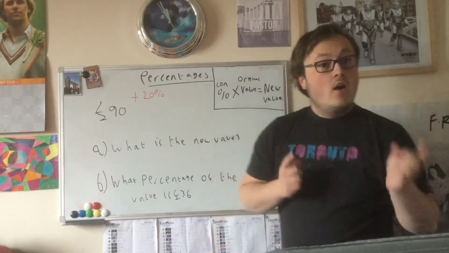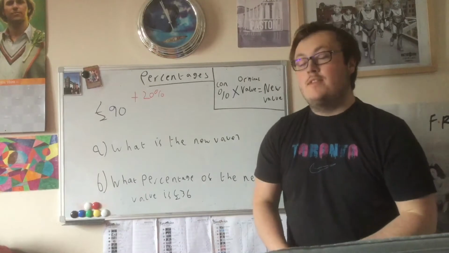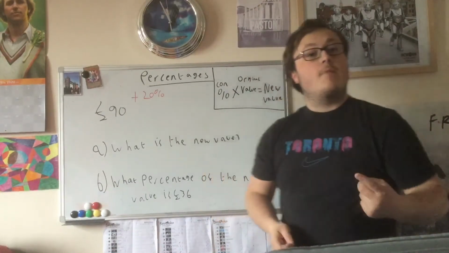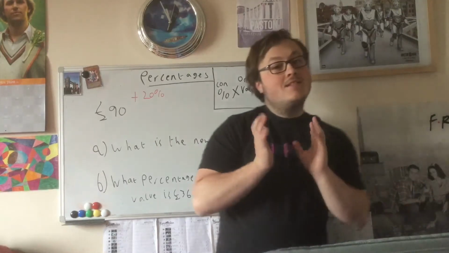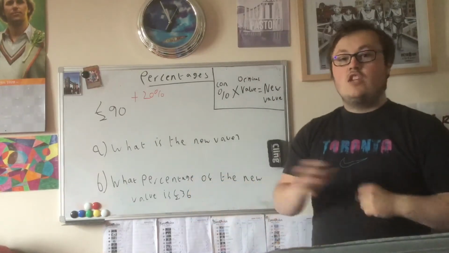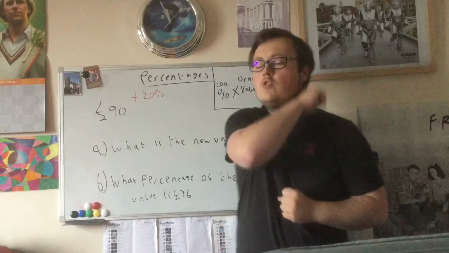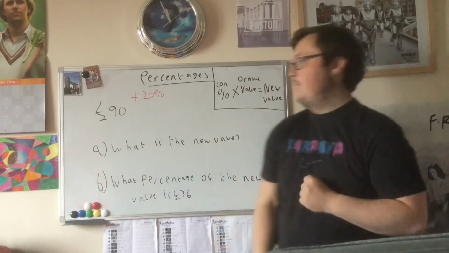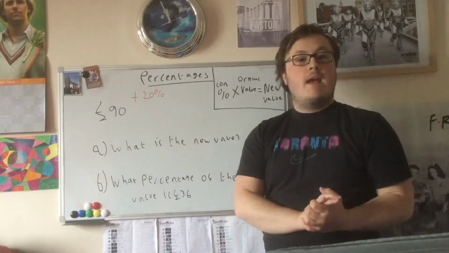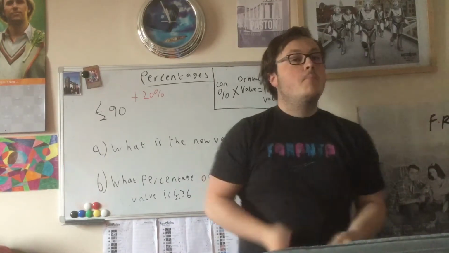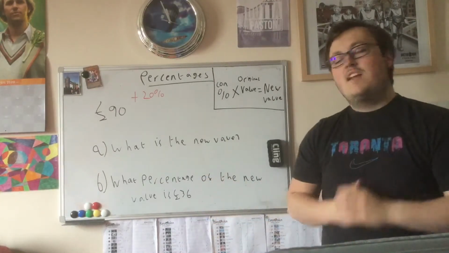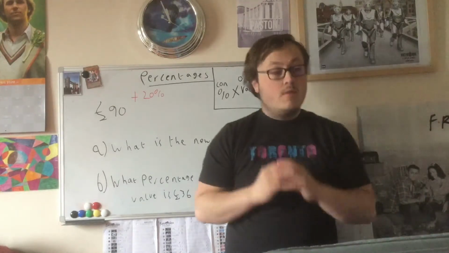Now yesterday I showed you a brand new method on how to find percentages of amounts, to find the original amount when you have the new amount and the percentage, and to find the percentage when you have the original and the new. And I set you two questions for this problem. I started off with £90, an object was £90 and it went up in value by 20%. How much was the new value?